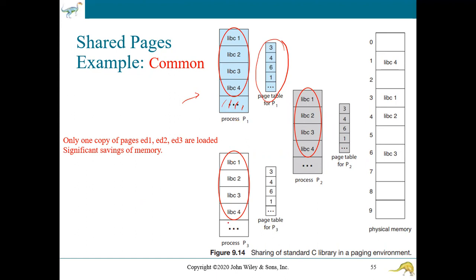Process 3, process 2. They're all using the same library. But the library is available already in some pages. Do you agree with me? So that means the page table is keeping track of them.